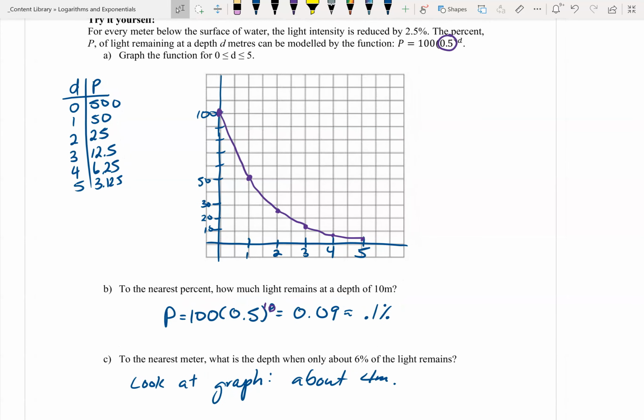Then for C, to the nearest meter, what is the depth? So we're looking for D when only about 6% of the light remains. So we're looking for D, we're given P. You're going to look at your graph or your table values to figure out what depth we're going to achieve this at, and it looks like it's going to be about 4 meters, and according to our information it would have been about 6.25%, but it did say about 6%, so it's okay to say 4 meters.